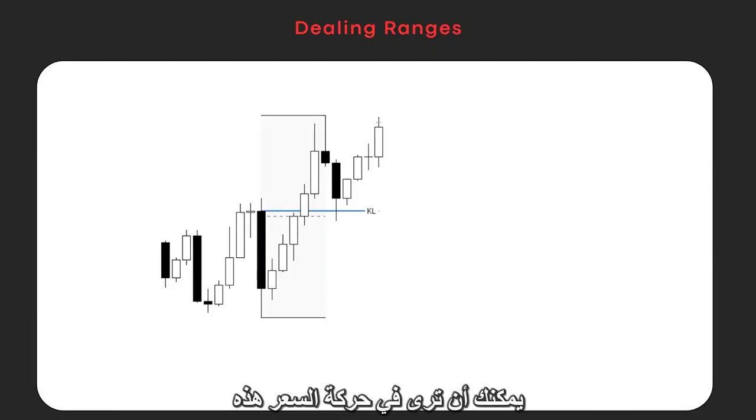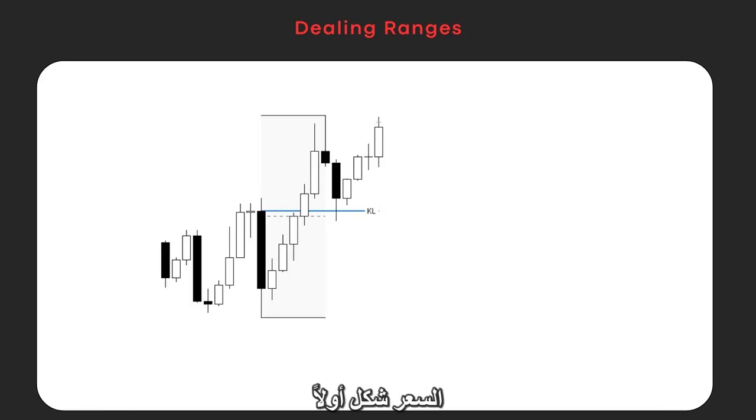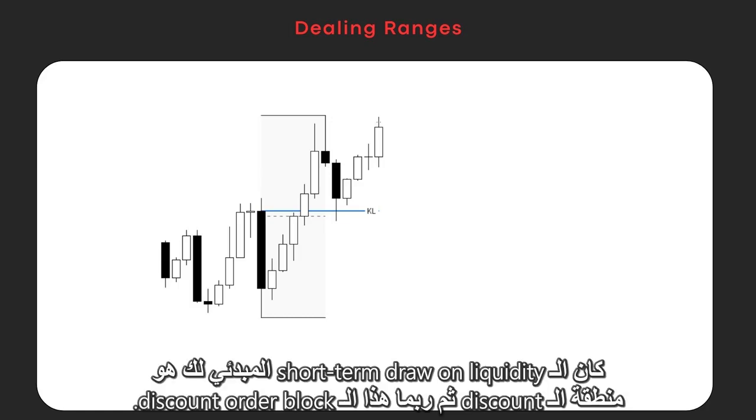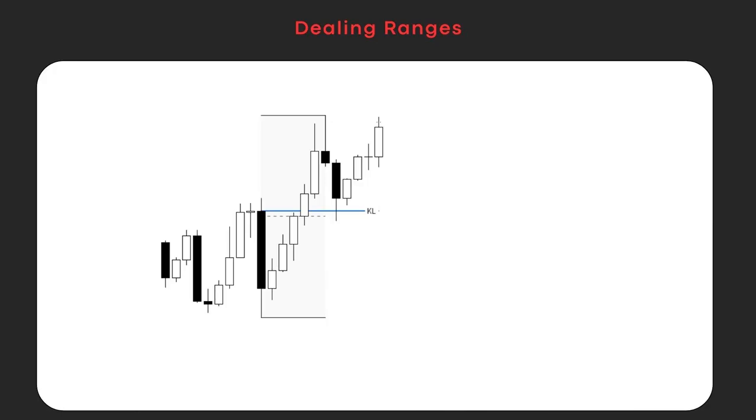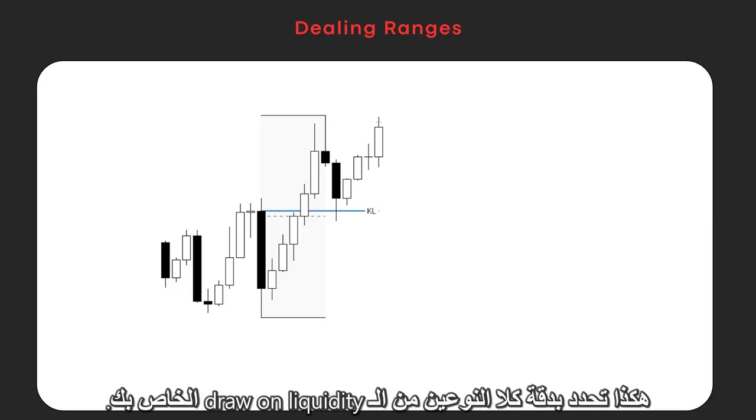Right here, you can see this price action. The order flow is bullish, and we've got this bullish dealing range right here. Price first formed this swing high, and once the swing high was confirmed, your initial short-term drawn liquidity would have been the discount region, and then potentially this discount order block, and after that your long-term drawn liquidity would have been the premium swing high right here, right? This is how you accurately determine both types of your drawn liquidity.